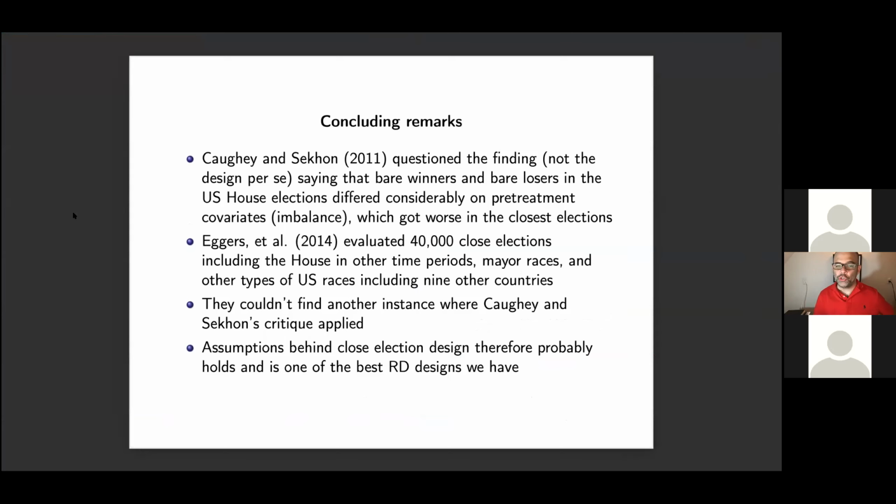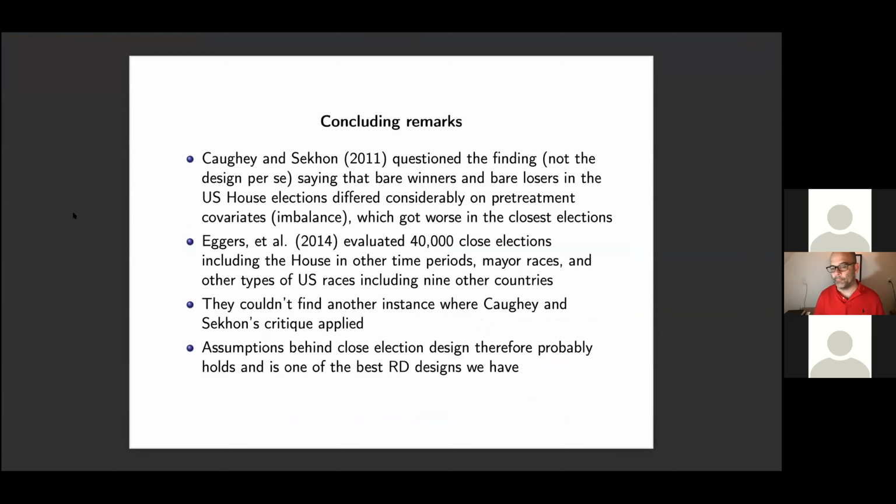So in conclusion, the paper was very influential. There has been one paper that challenged it. It was by Caughey and Sekhon, 2011. They were not challenging the research design. Nobody has a problem with the close election research design. They had a problem with using the House of Representatives.